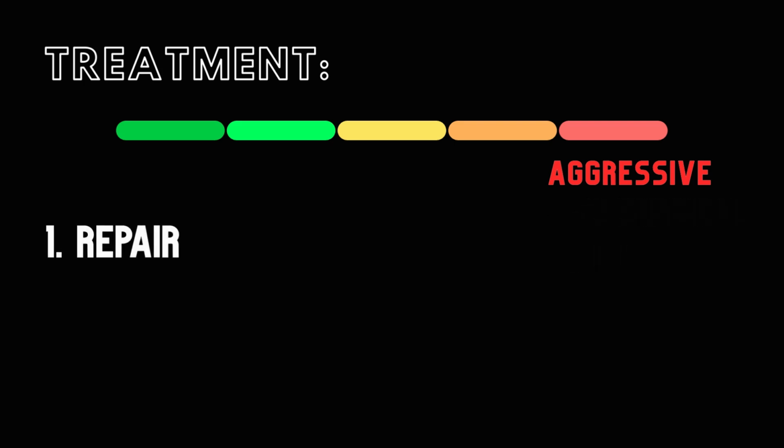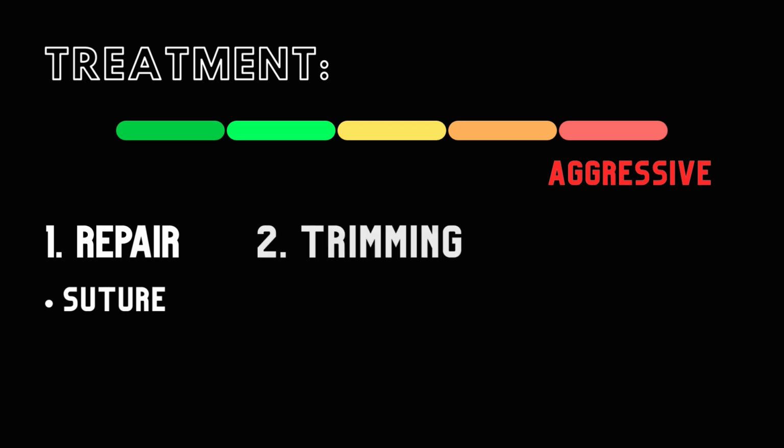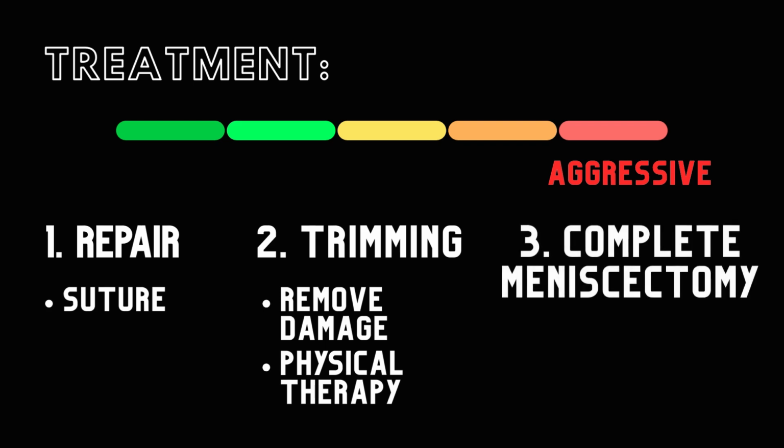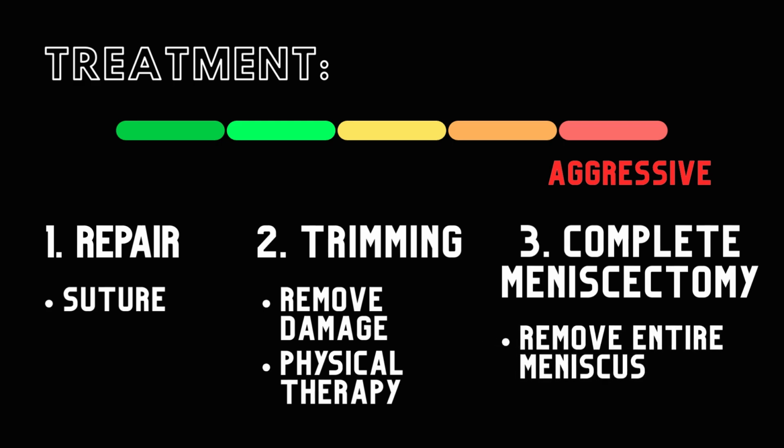Repair of the meniscus involves suturing the torn pieces of fibrous cartilage together so that the meniscus may repair itself. Trimming the meniscus involves removing the damaged segment of the meniscus and retaining the healthy, undamaged segment. Physical therapy is then required to strengthen the muscles surrounding the knee joint. A complete meniscectomy involves removal of the entire damaged meniscus. This is typically the last surgical option, used only when the meniscus is too damaged to salvage any part.